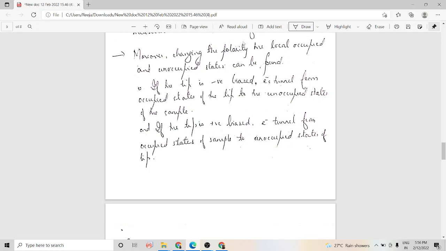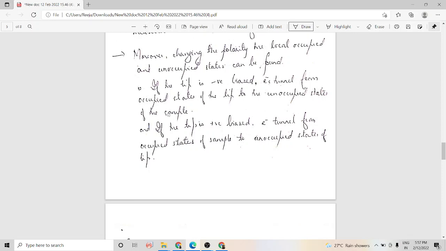So by changing the polarity of the bias, that is, either the tip is given a negative bias or the tip is given a positive bias. The tip and the sample, or tip and substrate, are given positive and negative bias respectively. In the first case, we give the tip a negative bias. Then in the second case, we can give the tip a positive bias. Now, depending on the way in which the polarity is changed, the occupied and unoccupied density of states can be found.